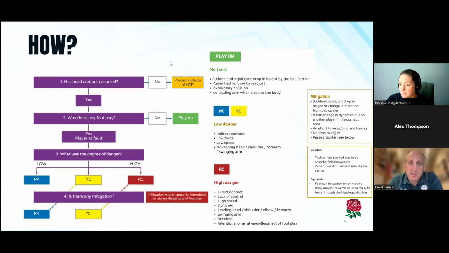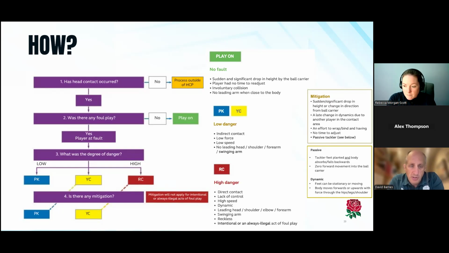So most instances within the game are dealt with by a judgment call. A referee will look at something and decide by looking at it whether it was a red card or not, and it tends to be a subjective decision. World Rugby introduced this process for head contacts. So you've often heard people on the TV talking about it, and all the way down the levels now, there is a flow chart that people go through.